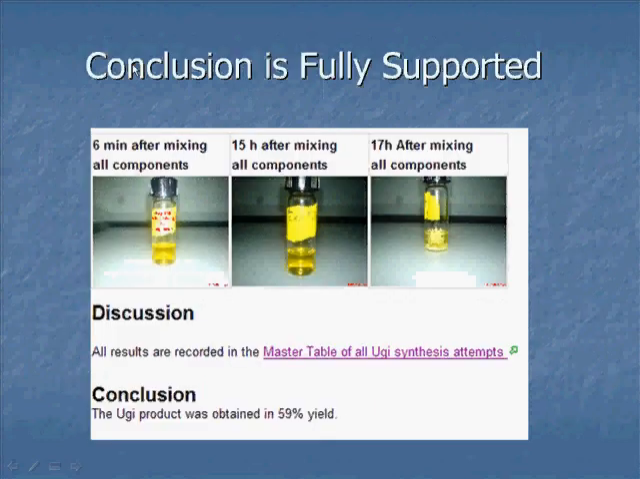So again, I'm still on this same page that I started a few minutes ago. By the time you get to the conclusion, it says this Ugi product was obtained in 59% yield. Well, you actually don't have to take our word for it. You can go through the entire experiment, all the NMRs, all of the information, and you can figure out for yourself how likely that is to be true.